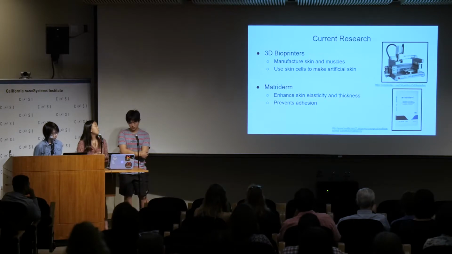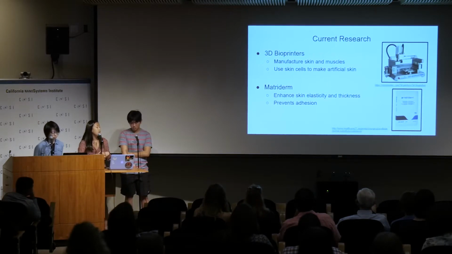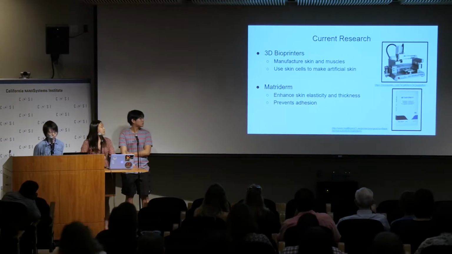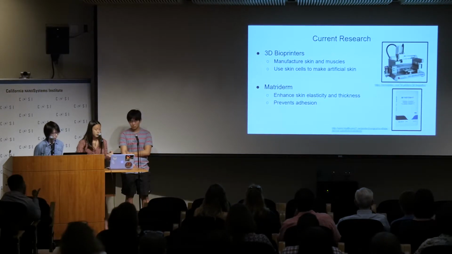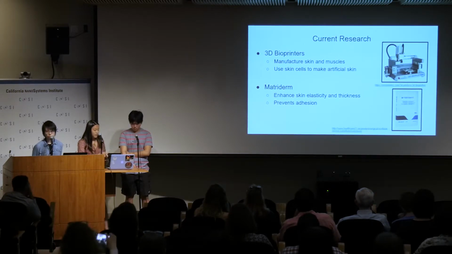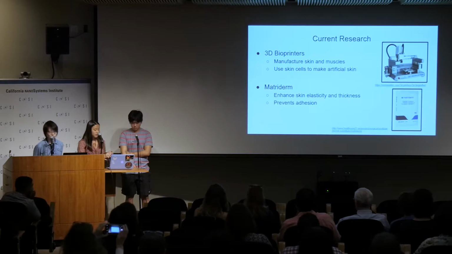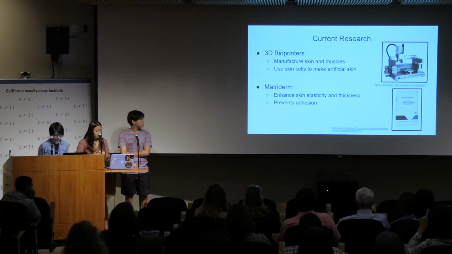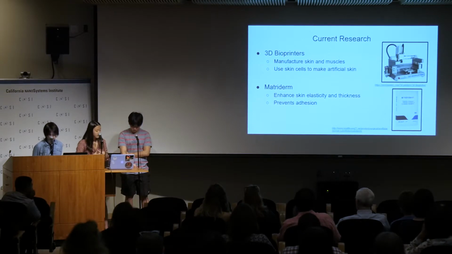So currently, 3D printers are used to manufacture skin and muscles, and they do this by using biomaterials such as cells to create tissue-like structures by layering them on top of each other to imitate artificial skin. And Matriderm is a synthetic skin substitute that has recently been proven to be successful, and it was used with artificial scaffolding to improve flexibility and skin color.